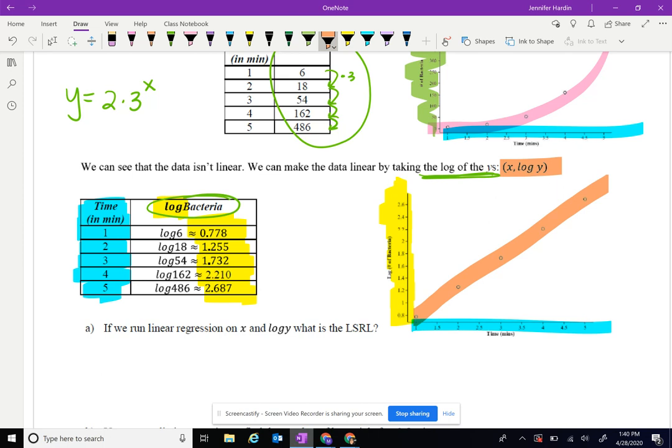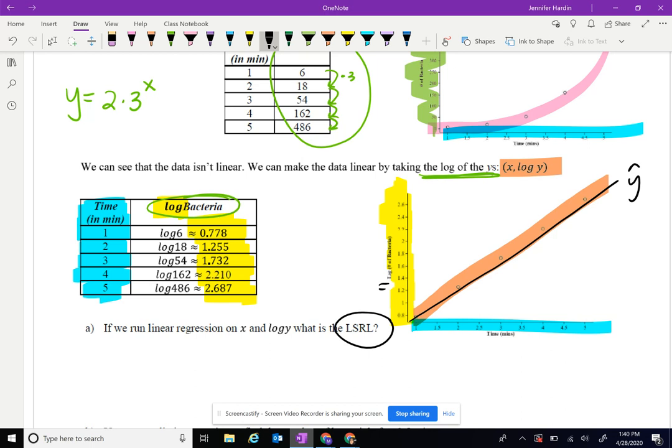So our job is to then go through and create a line of best fit that goes through this data. But when we do that and create our least squares regression line for our y hats, what are we predicting now? We're predicting the log of the bacteria, not the bacteria. And then we have to go through and solve that.